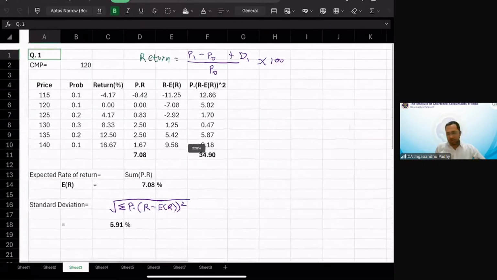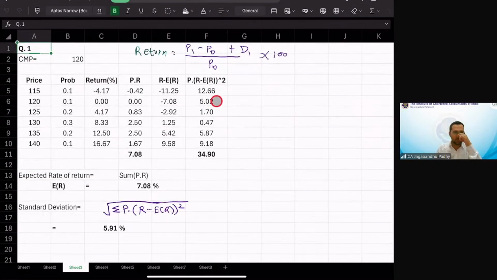First we understood how to compute the return from a security, which is simply current price minus previous price plus the amount of dividend that we are receiving, divided by P0. Now the expected return, the return that we are expecting in the upcoming year, will be the weighted average of the returns likely to occur in the future, when probabilistic data is given. So the expected return is simply the summation of probability into return.